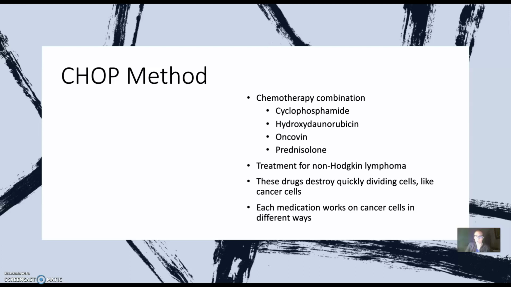It is a chemotherapy combination. It involves 4 different medications: cyclophosphamide, hydroxydoxorubicin, oncovin, and prednisolone. It is a treatment for non-Hodgkin lymphoma. These drugs destroy quickly dividing cells like cancer cells. Each medication within this method works on cancer cells in different ways.